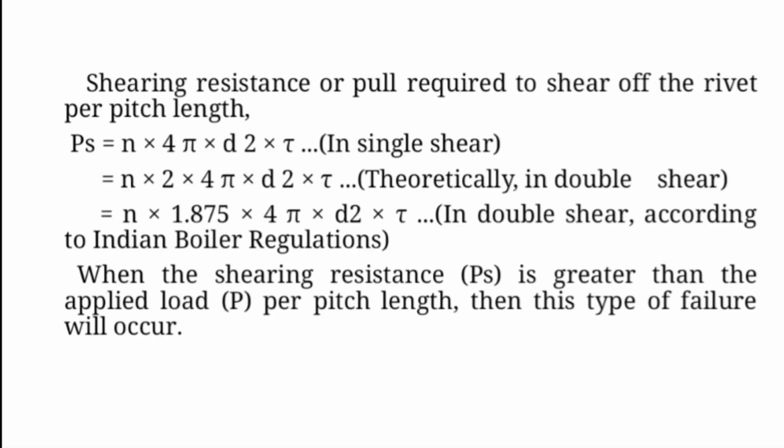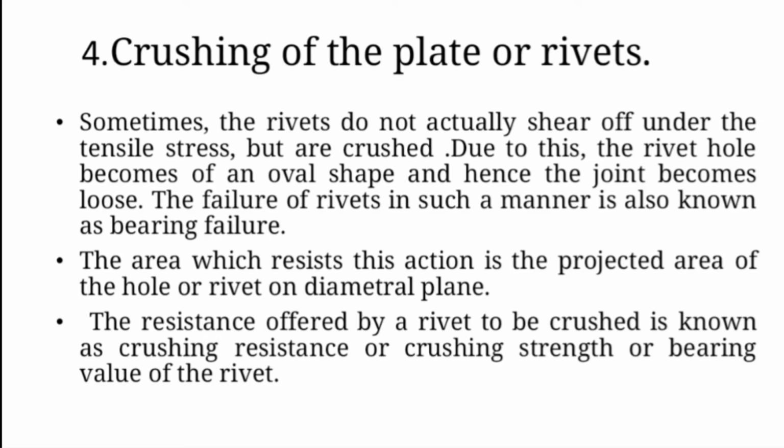So the shearing resistance, or pull required to shear the rivet per pitch length, Ps, is equal to n into pi by 4 into d squared into tau in single shear, and n into 2 into pi by 4 into d squared into tau theoretically in double shear. According to the Indian Boiler Regulations, it is n into 1.875 into pi by 4 into d squared into tau. When the shearing resistance Ps is greater than the applied load per pitch length, this type of failure will not occur. The next one is the crushing of the plate or rivets.